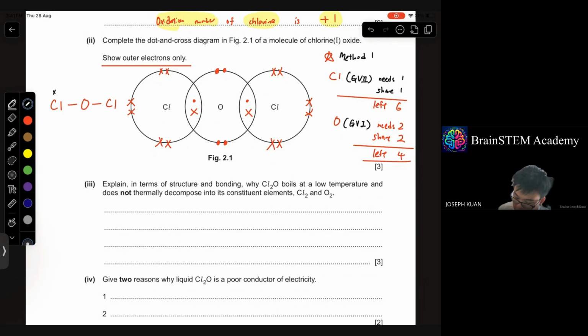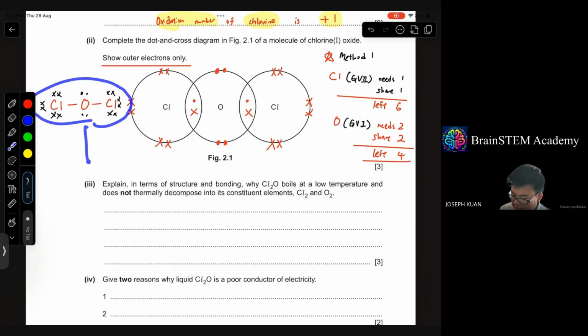So how do you know this? You can actually look back at your organic chemistry where oxygen likes to form 2 lines and then chlorine likes to form 1 line. So after this, you also have to show the non-bonding. So chlorine left over 6, oxygen left over 4. So you can also use this and translate it back to this diagram.